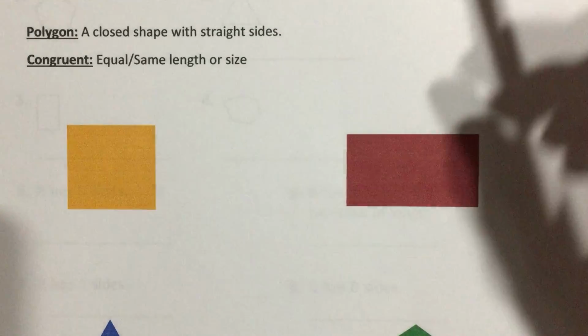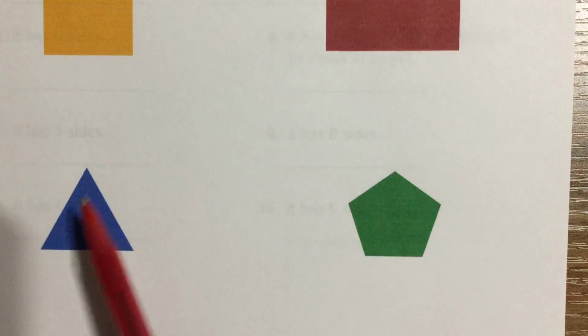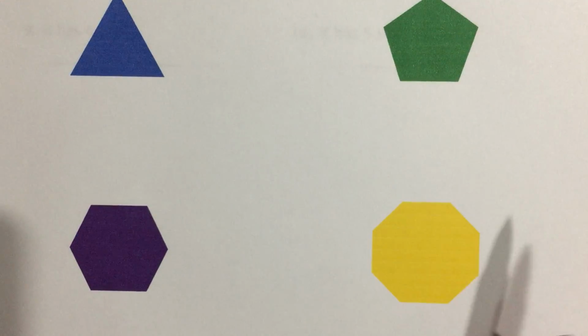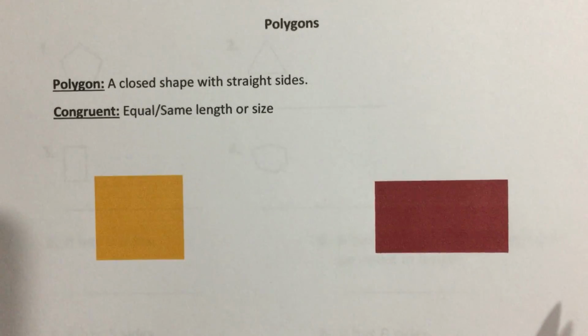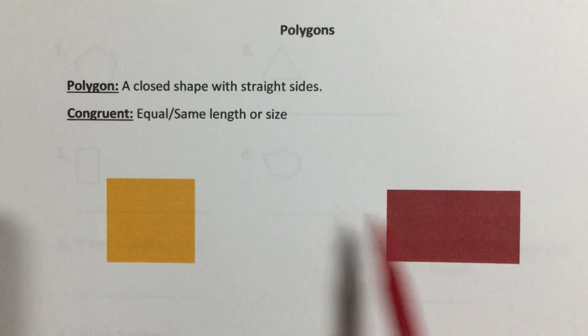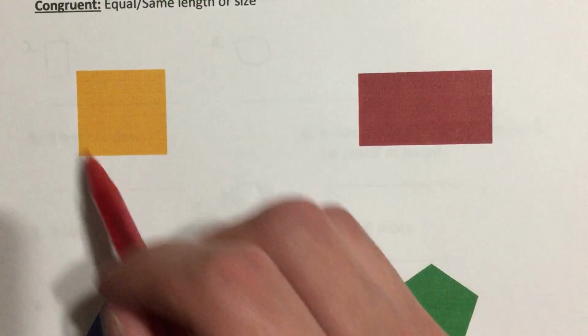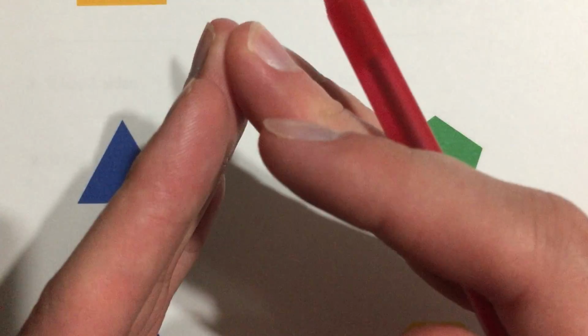These things down here that we are seeing are polygons. This yellow shape right here, and the red one, and the blue one, and the green one, and the purple one, and the yellow one. All of these are polygons because they follow that rule for polygons. They are a closed shape with straight sides. There is no opening in any of these shapes. They are all completely closed, which means every one of these points meets.